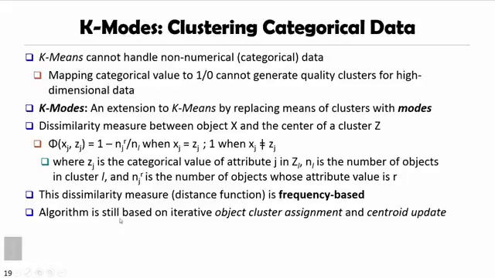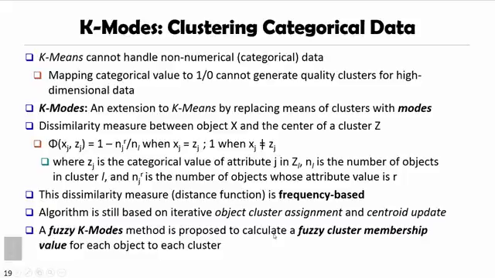The whole algorithm we will not list here, but it's still based on an iterative process. We first do object cluster assignment, then do centroid update, then we loop until the criterion is reached.